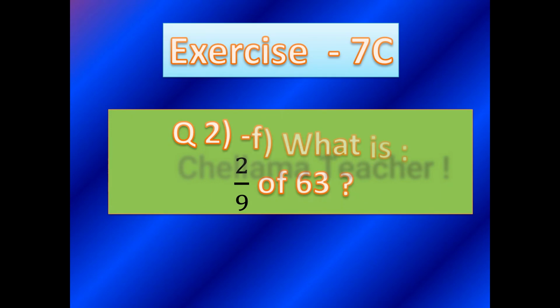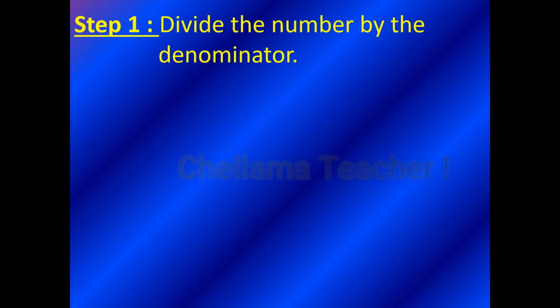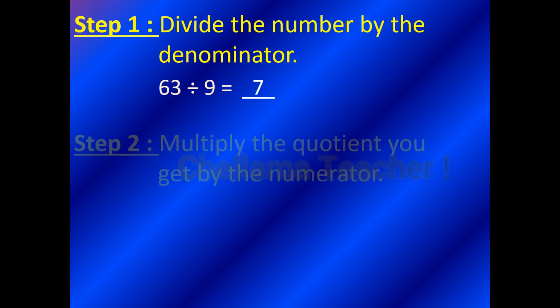Question 2, part F. What is 2/9 of 63? Step 1. Divide the number by the denominator. The given number 63 is to be divided by the denominator 9. The quotient is 7.